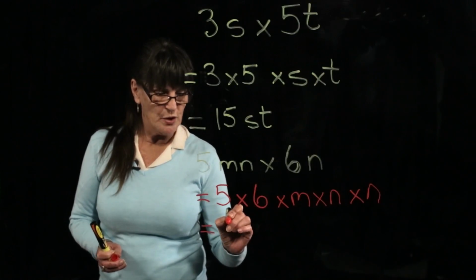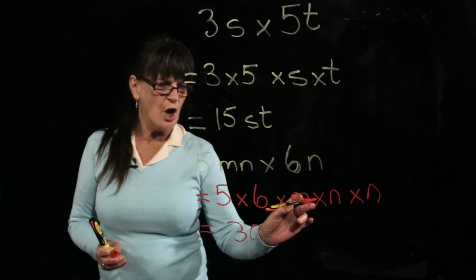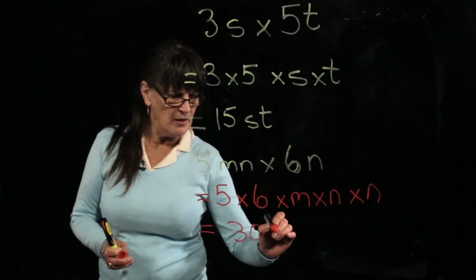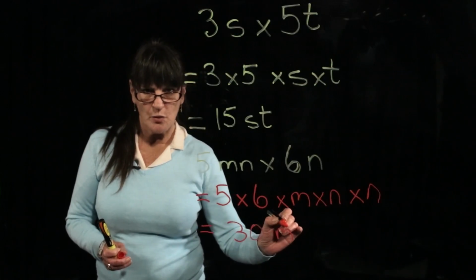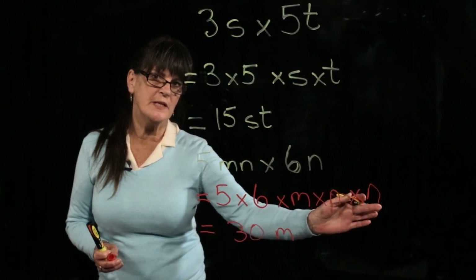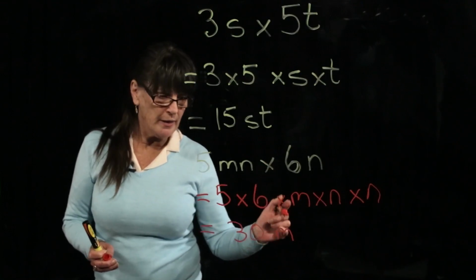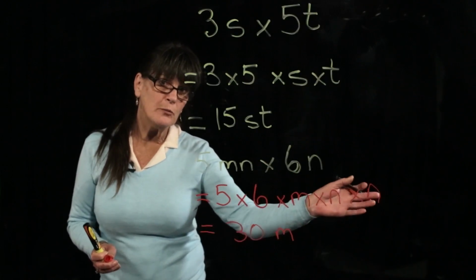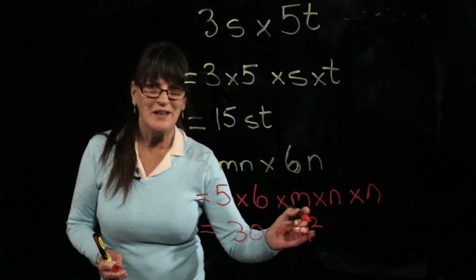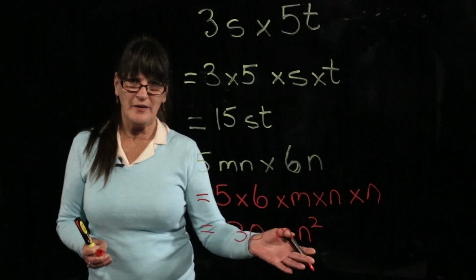5 times 6 is 30, and here we have times m. Well, there's no other m's to multiply together, so there's just the one m there. And then you have n times n. Now when you multiply something by itself, we call that squared. So n times n will give us n squared. So the answer is 30mn squared.